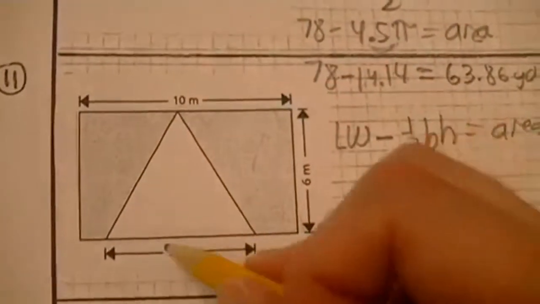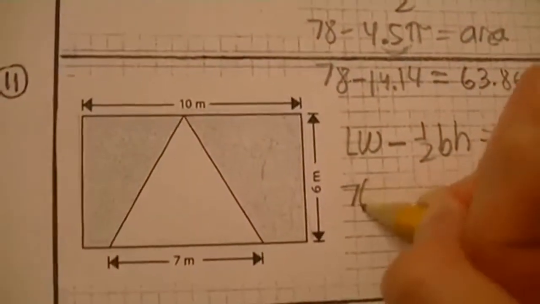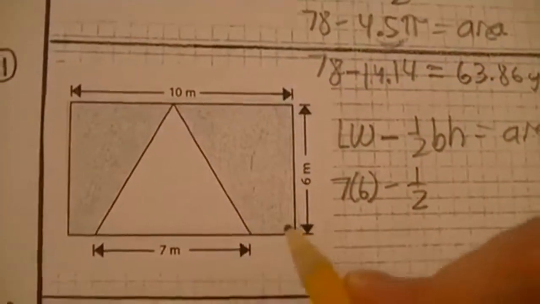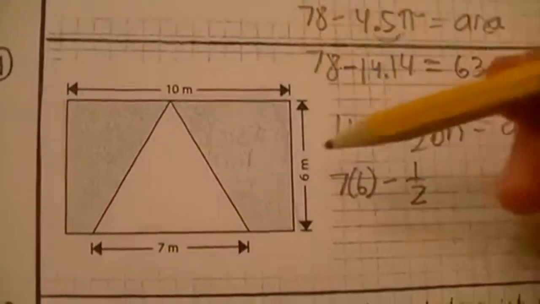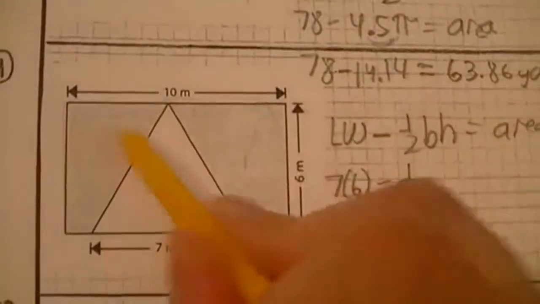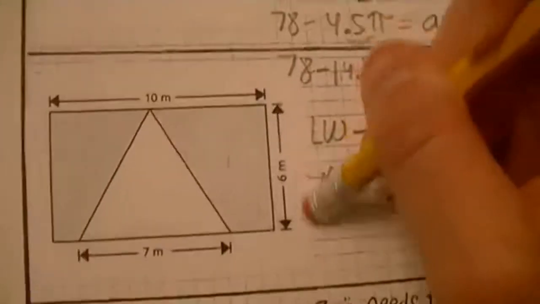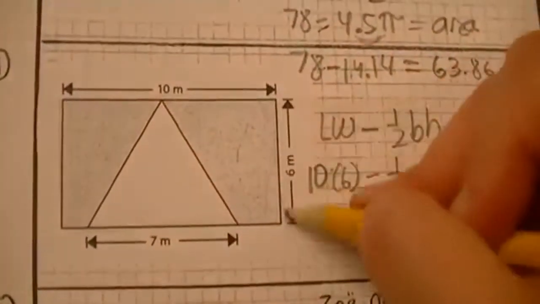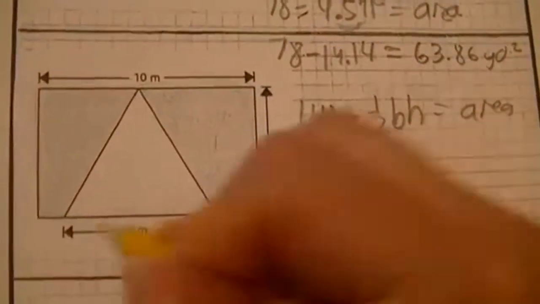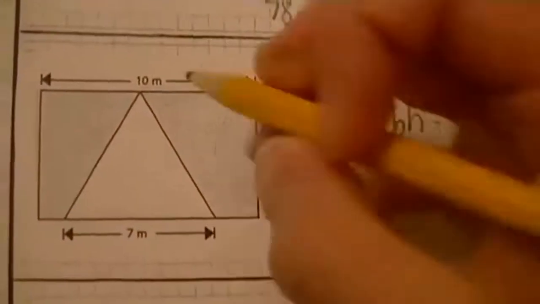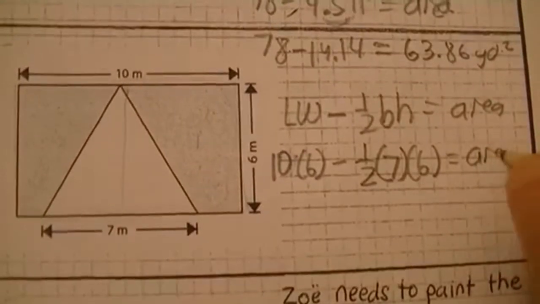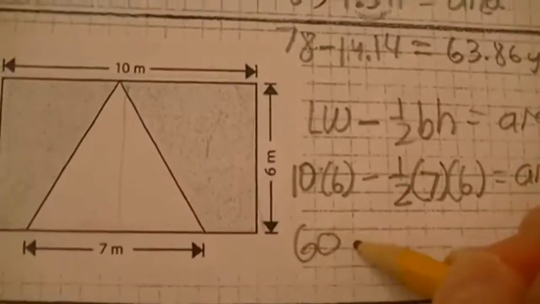All right, so length times width, 7 times 6, minus 1/2. The base of the triangle, oh, I almost made a mistake. All right, sorry, so the length is 10, not 7. Okay, 10 times 6, okay, minus 1/2 base, the base of the triangle is 7, times the height of the triangle is 6. Okay, so 10 times 6 is 60.